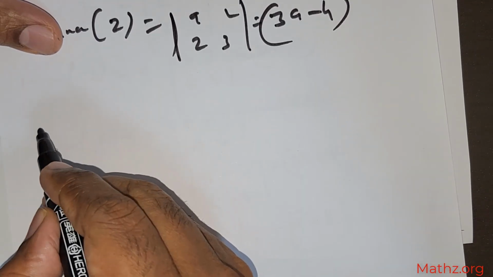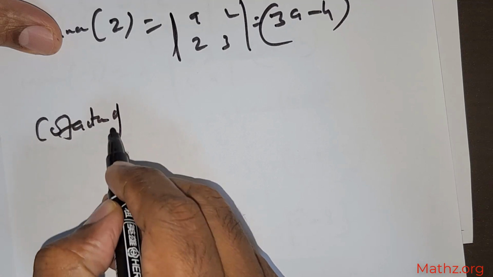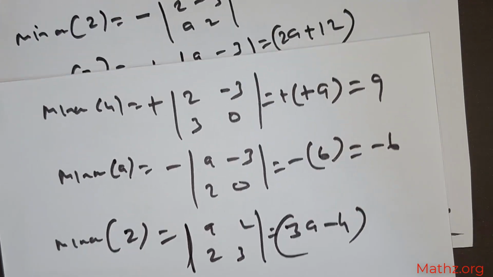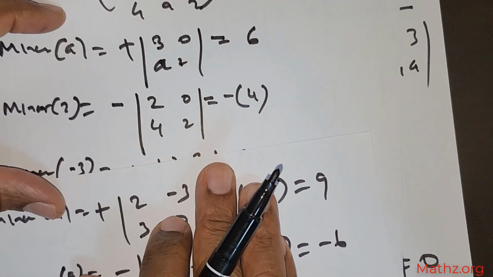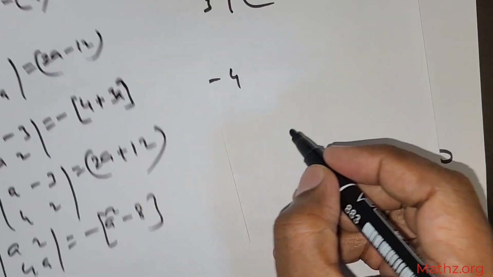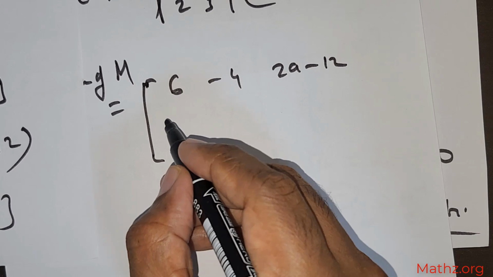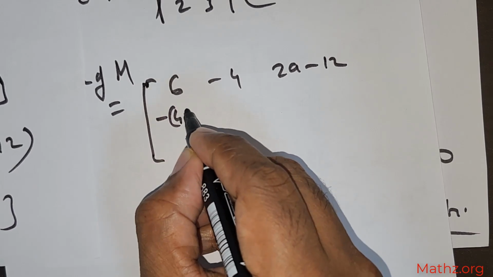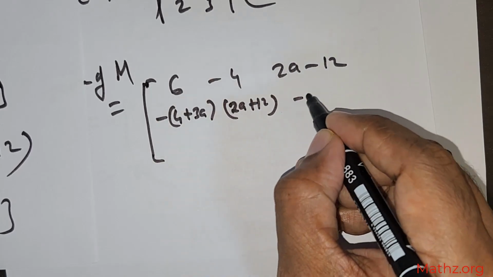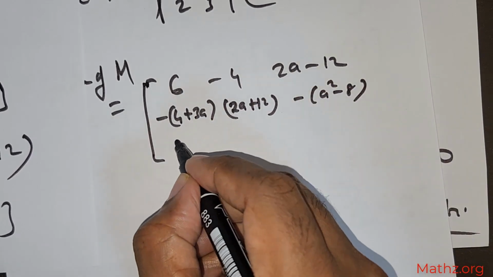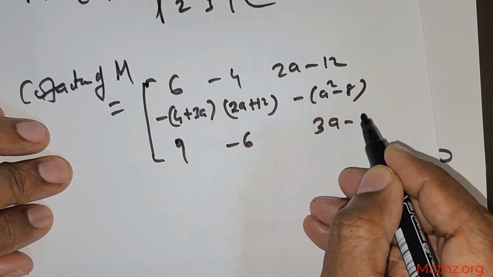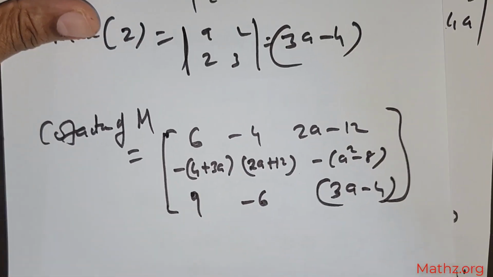So now the cofactor matrix you need to write. So the cofactor of M is equal to, you need to put in all the elements. I start with the first element, 6 negative 4, and then you have 2A negative 12, negative of 4 positive 3A, 2A positive 12, and then negative of A squared negative 8, and then you got a 9 there, and then a negative 6 and 3A negative 4. So this is the cofactor of M.